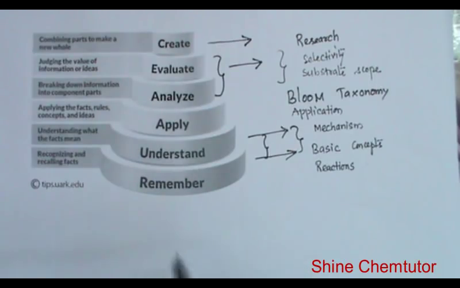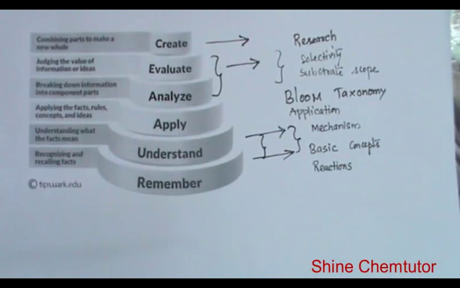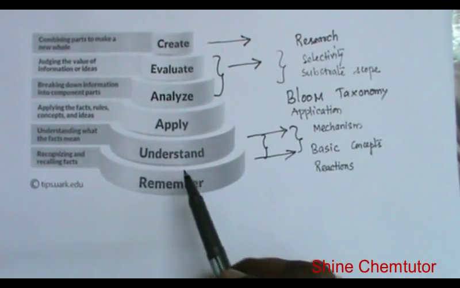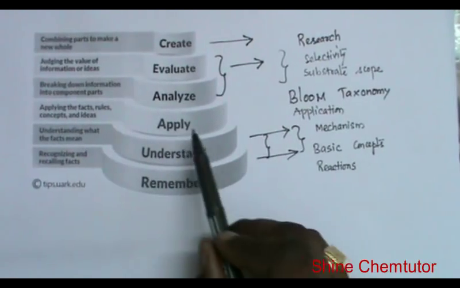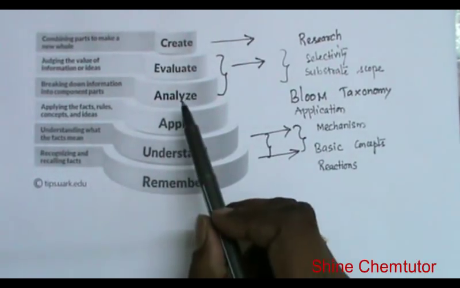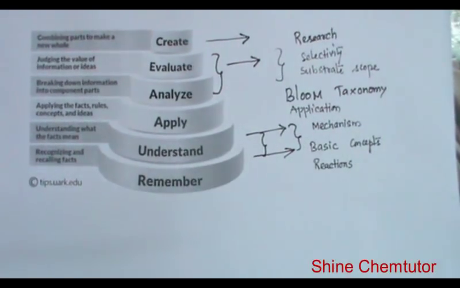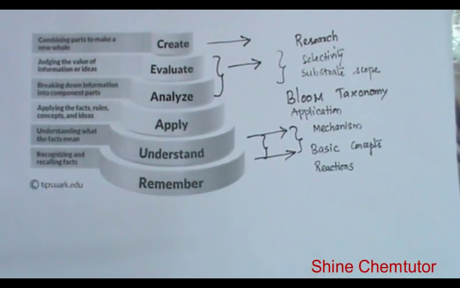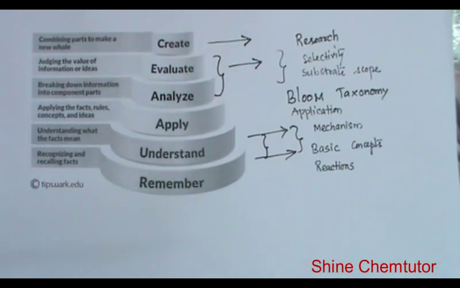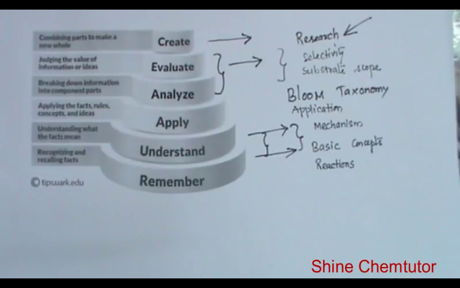Finally, in organic chemistry, level 1, remember, includes basic concepts and reactions. Level 2, understanding, includes mechanism. Level 3, applying, involves application of a particular reaction. Level 4, analyze, involves substrate scope. Evaluate involves stereoselectivity, regioselectivity or chemoselectivity. And the 6th one, create, involves research. If you have reached this level, then you can create your own problem.